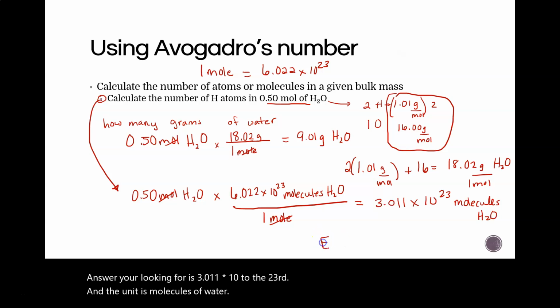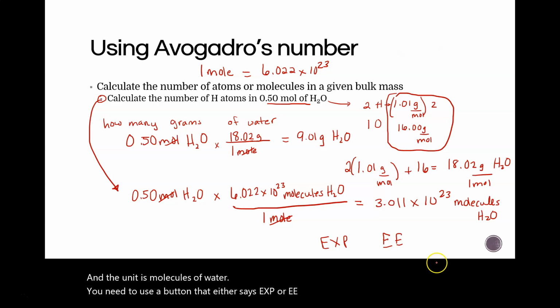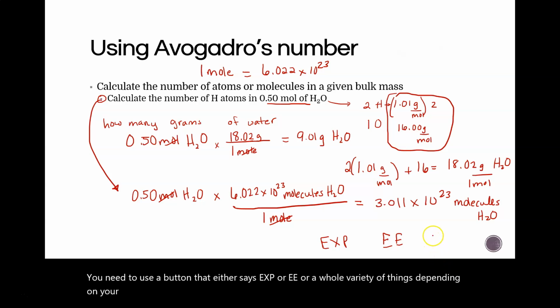You need to use a button that either says EXP or EE or a whole variety of things depending on your calculator. But you want to look up in your manual how to enter scientific notation.